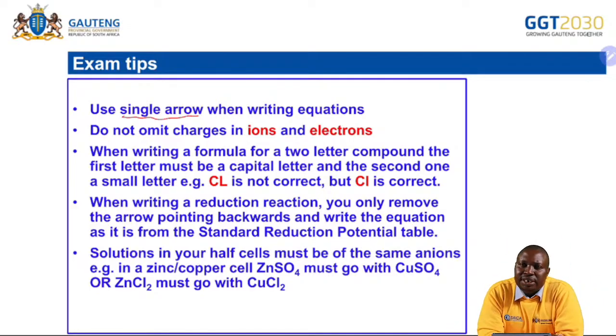Do not omit charges, learners, whether it's an ion or an electron, a positive ion or a negative ion. Be able to show them. It can be a positive ion or a negative ion. Show all those ions. They are important. Immediately you omit them, you are losing marks.